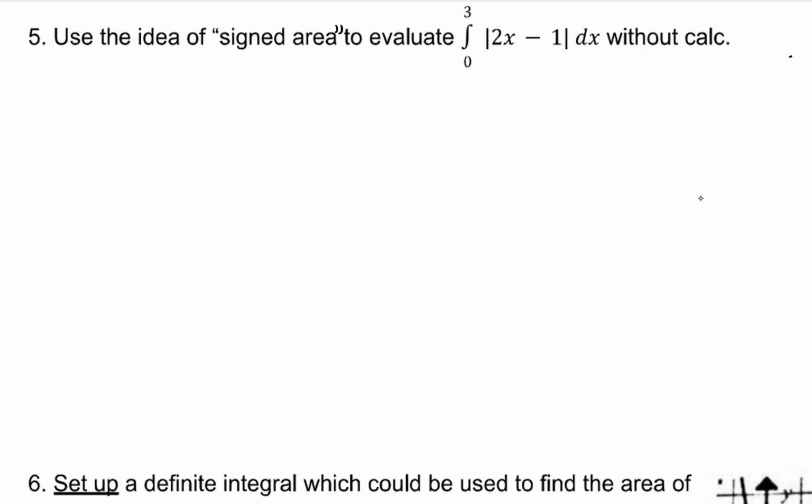Use the idea of signed area to evaluate the integral of absolute value 2x minus 1 from 0 to 3 without a calculator. This is an absolute value graph that just has one vertex or one sharp turn. So I'm going to graph and then use geometry to find the areas. I would like it to be in graphing form, so I'm going to make sure that x has a coefficient of 1 by factoring out 2.